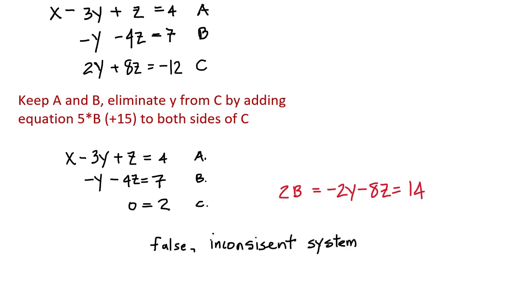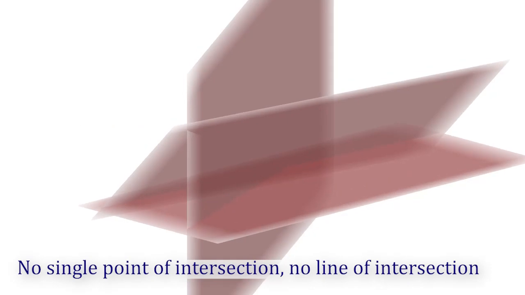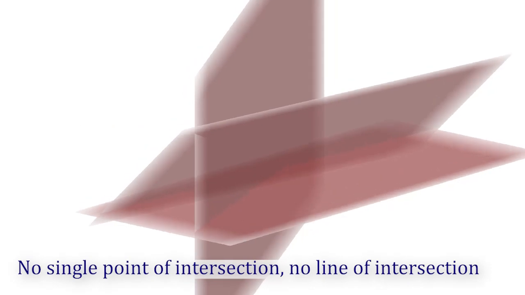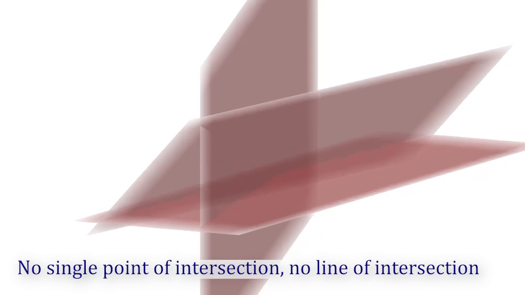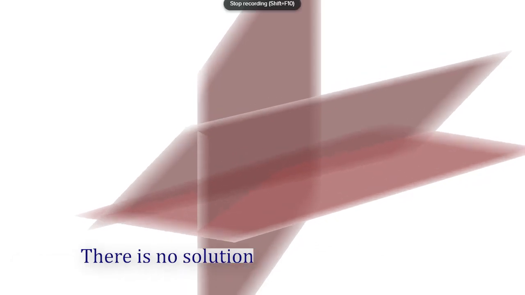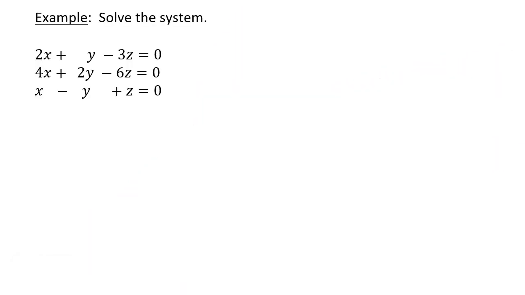This is an inconsistent system. There's no solution. So we can see if we look at this graphically, there's no single point of intersection, and there's no single line of intersection. There's no solution.